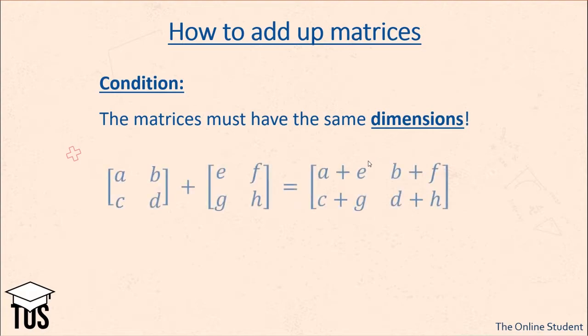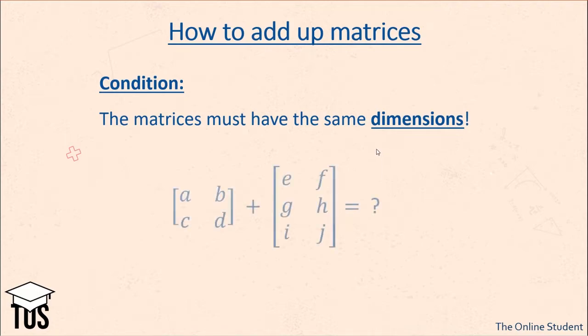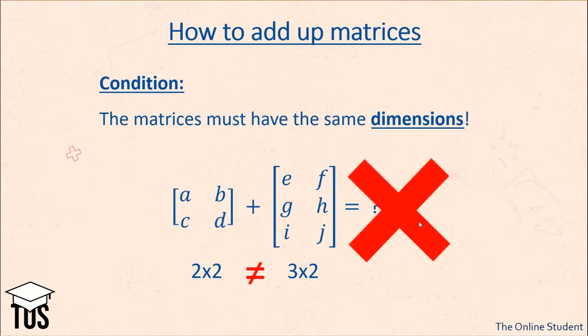Let's have a look at our first example. The first matrix has 2 rows and 2 columns, so it's a 2 by 2 matrix. Our second matrix has 2 rows and 2 columns as well, so it's a 2 by 2 matrix. The dimensions are the same, so you can add these matrices up. Now, let's have a look at another example. Our first matrix is a 2 by 2 matrix. But our second matrix has 3 rows and 2 columns, so obviously the dimensions are not the same, so you cannot add up these matrices.